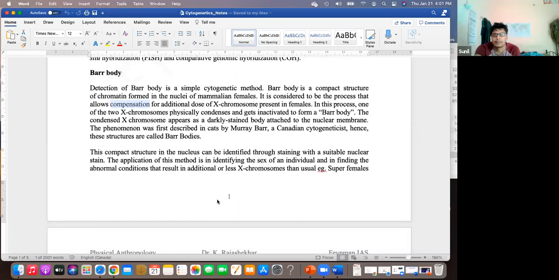Sir, how can the bar body be relatively big compared to the size of the cell? I mean, in comparison, it is relatively big enough. So how can a small chromosome make such a big patch?